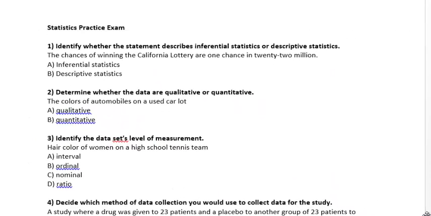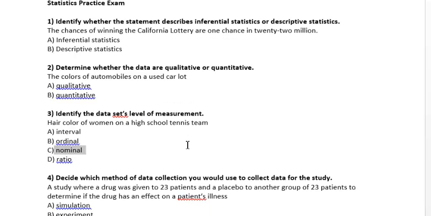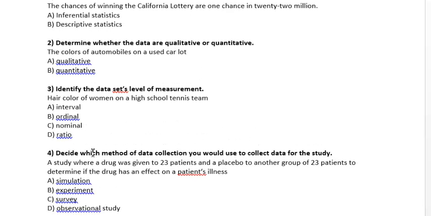So getting back to our example, number 3, identify the level of measurement, hair color on a women's high school tennis team. Now here there are no numbers being established at all. So it's not ordinal, interval, or ratio. The only one that makes sense is nominal, because nominal is just a description, like a name. A color is like a name. It doesn't depend on any particular number.